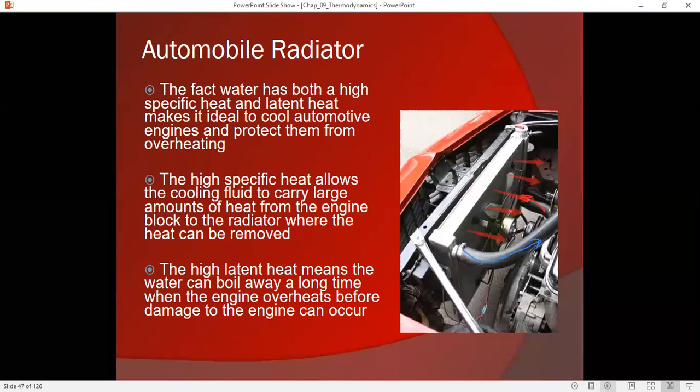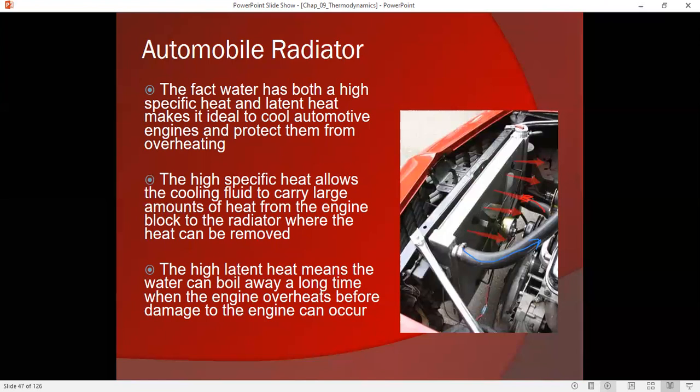But even when the specific heat's not enough, some of the coolant will boil over, and that will give you enough time usually to find a safe place to go and fill up with more radiator fluid or fix your car.